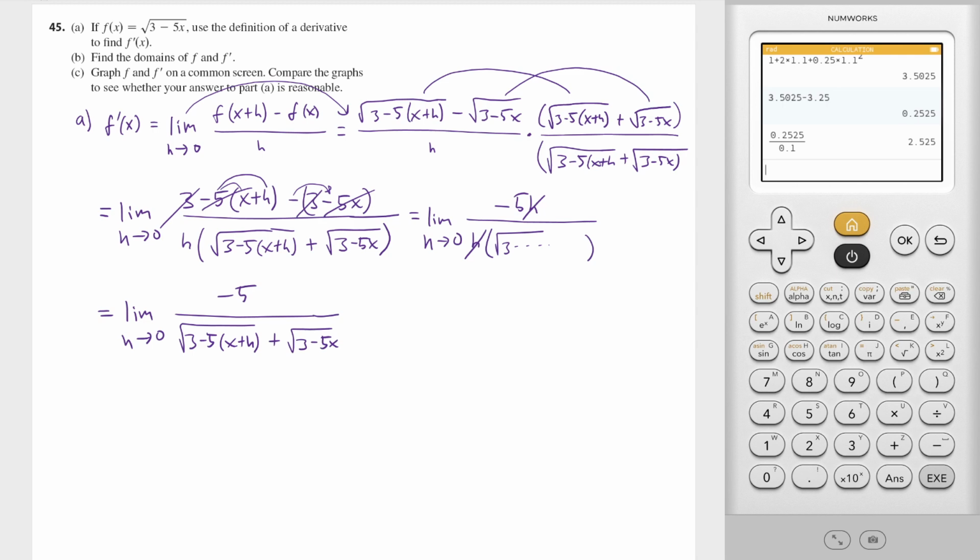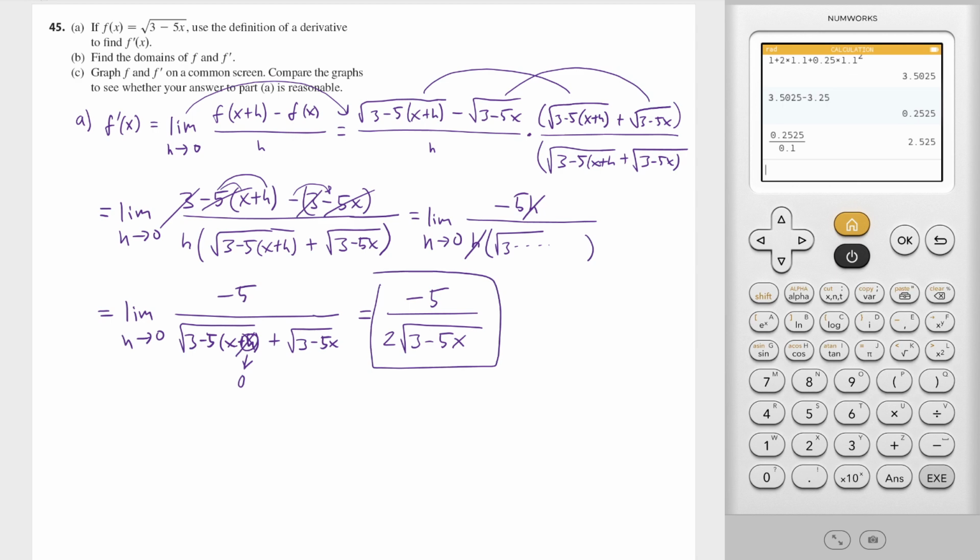Okay, there's only one h left, and so I can easily just go ahead and take this h as it goes to 0, right? That's going to go away. That goes to 0. And so when I plug that 0 in, my final answer is going to be that this is negative 5 divided by 2 times the square root of 3 minus 5x. Okay, that is my limit. Whew, that was a bit of work.